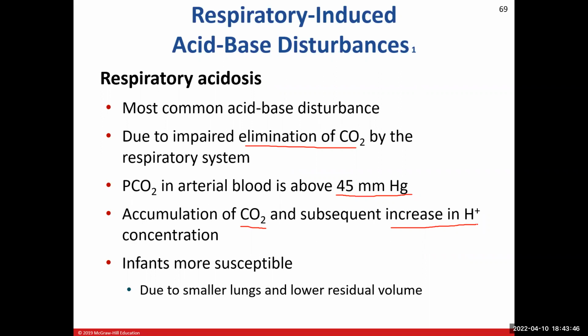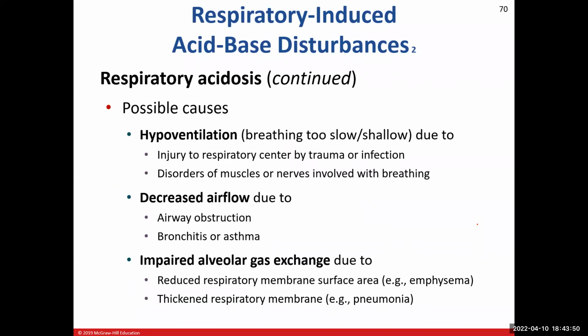Smaller lungs, lower residual volume. They have more respiratory issues here. So what are some of the causes? All right. The primary cause here is hypoventilation. You cannot exhale enough and breathe off that carbon dioxide.